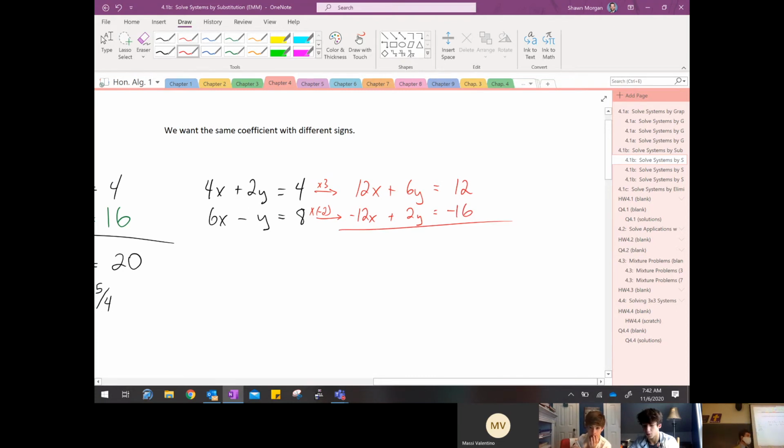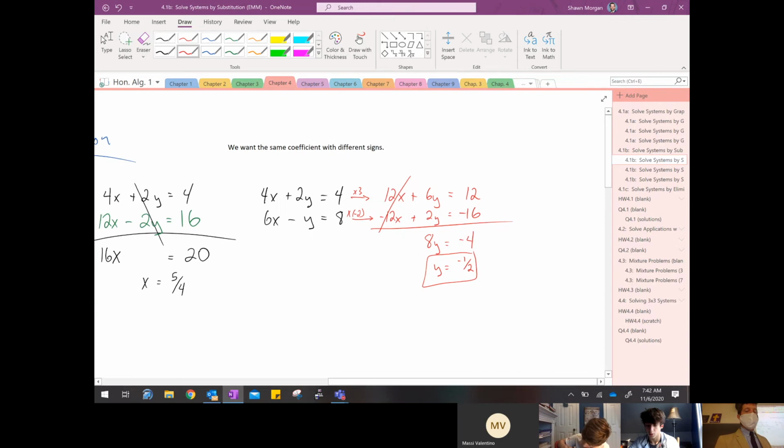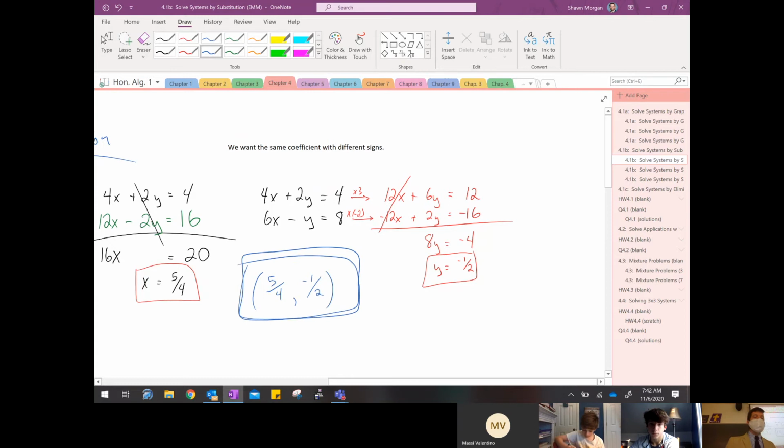Okay, see how that works? And then all we got to do is just tally up all 3 columns. The x column now is set up good to cancel out, to eliminate. And here we got 8y, and here we got negative 4. So y equals negative 1/2. And then, oh my goodness, look. We've got both parts of our answer. So we'd say, hey, look, here's your answer: 5/4, comma, negative 1/2.